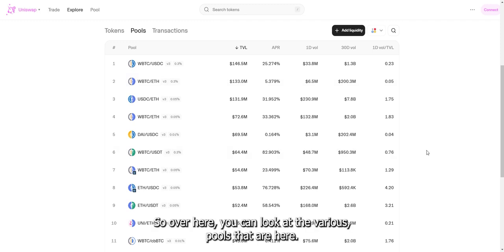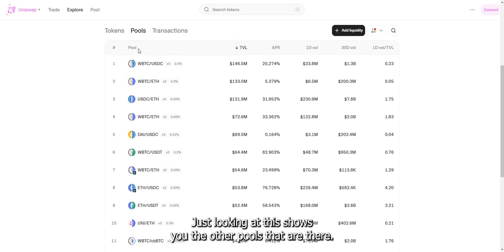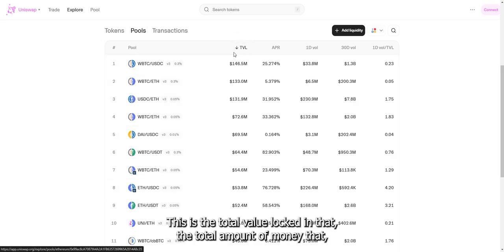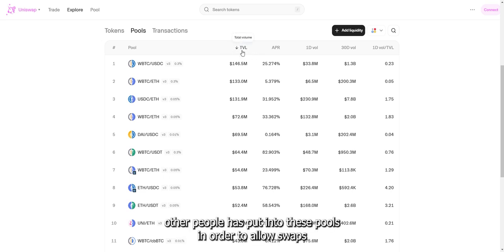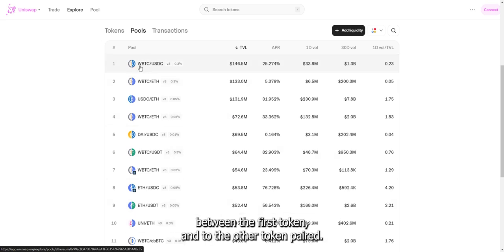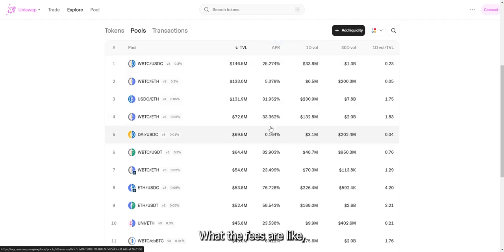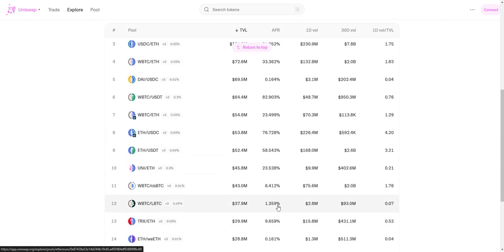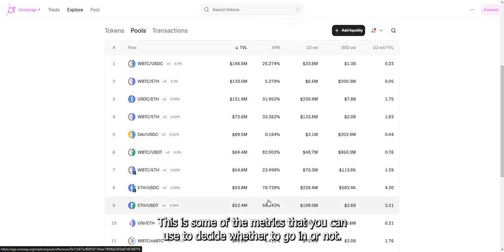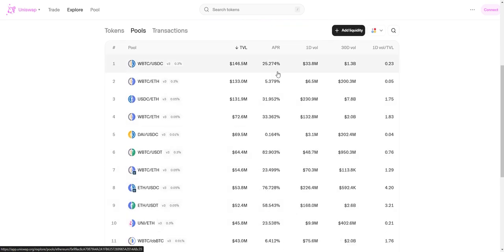So over here, you can look at the various pools that are here. This shows you the type of pools that are there. This is the total value locked, meaning the total amount of money that other people have put into these pools in order to allow swaps between the first token and the other token in the pair. This APR is an estimate, and currently it is based on 1 day, the last 24 hours. These are some of the metrics that you can use to decide whether to go in or not.